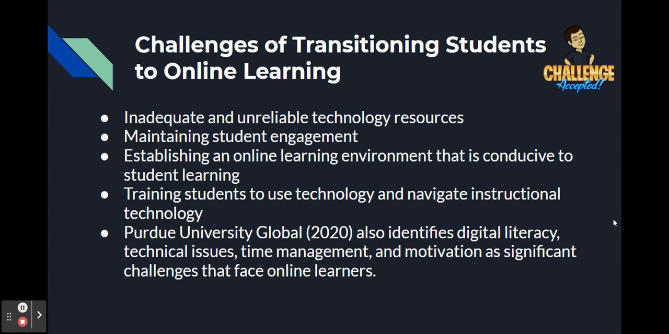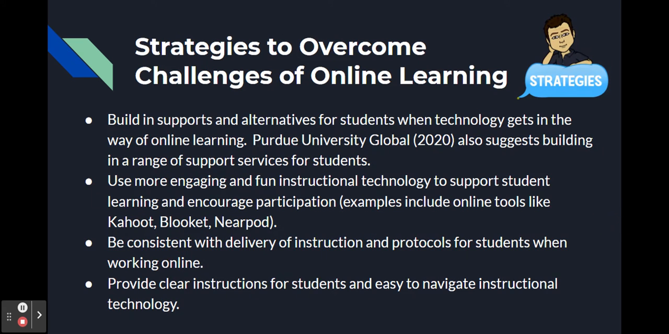Some challenges: inadequate and unreliable technology, maintaining student engagement, establishing an online learning environment that's conducive to student learning, training students to use technology and navigate instructional technology. Purdue University Global also identifies digital literacy, technical issues, time management, and motivation as the most significant challenges that face online learners. Strategies to overcome this: build in supports and alternatives for students when technology gets in the way of online learning. Purdue University Global suggests building in a range of support services for students.